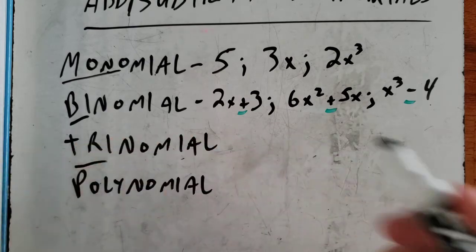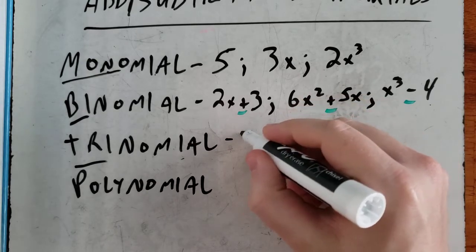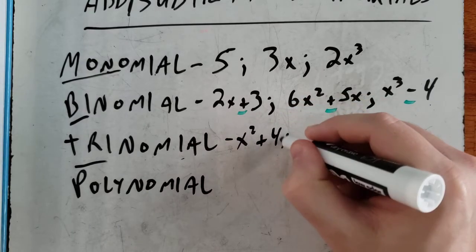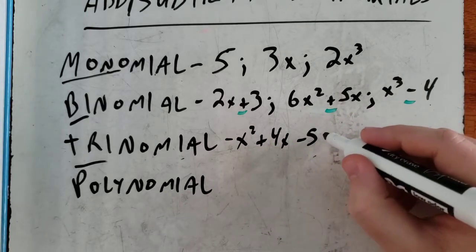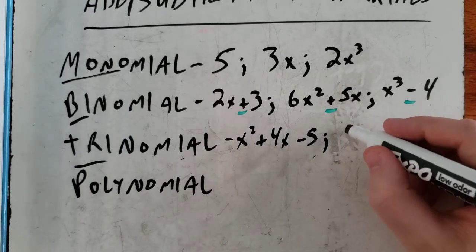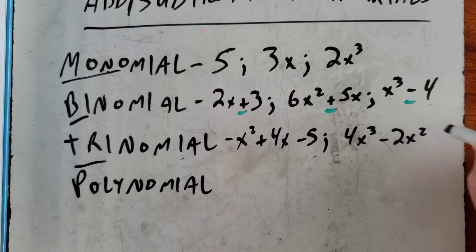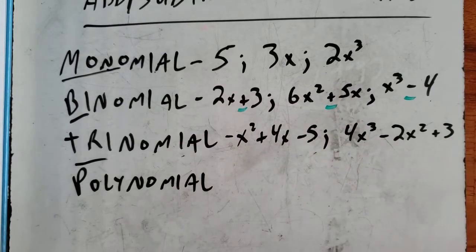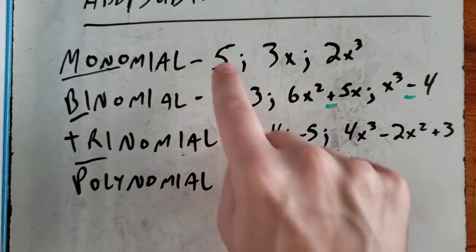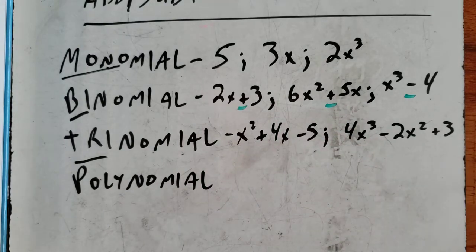Trinomial is, you guessed it, 3 terms. So for example, it'll be something like x squared plus 4x minus 5. There's 3 terms, right? There's 1, 2, 3. Or it could be 4x to the third minus 2x squared plus 3. There's 1, 2, 3 terms. So that's the trinomial. So monomial is one term, binomial is 2 terms, trinomial is 3 terms.